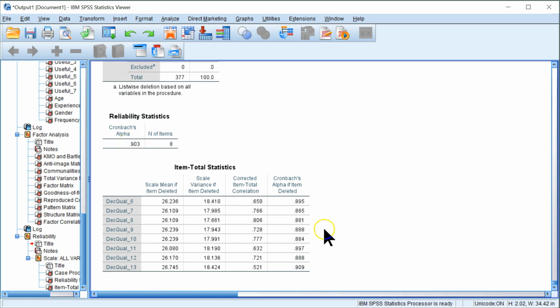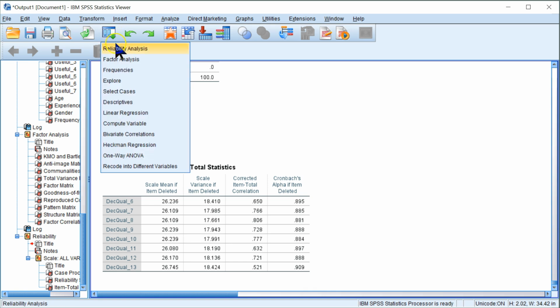Could it get better? The answer is yes, if we got rid of decision quality 13. Do we want it to get better? Well, not necessarily, but we're trying to improve the factor. So I'm going to go ahead and drop 13 and see how that affects things.